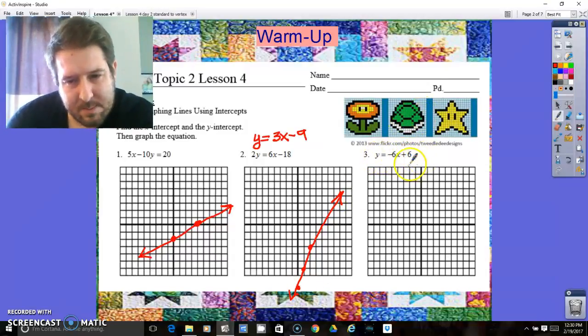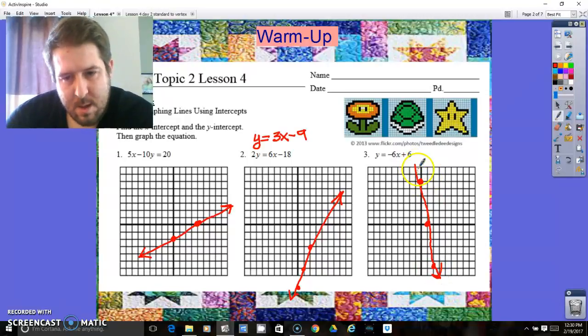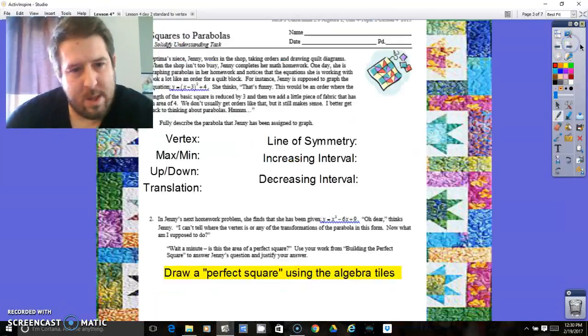Y equals negative 6x plus 6, so 1, 2, 3, 4, 5, 6. This works out a little bit better. And then it's down 6 for every right 1, because that's the slope, negative 6. 1, 2, 3, 4, 5, 6, right 1. And you've got an equation that goes down like such. All right, so let's get into it.